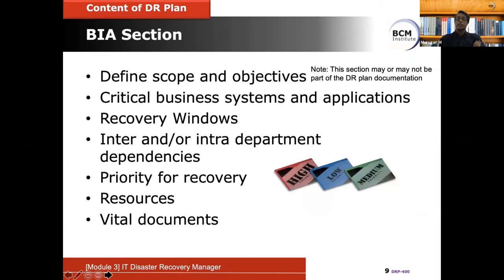Okay. Now, this is basically just for your understanding, the BIA section. You will basically talk about scope and objective again. You will talk about your critical business systems and applications. These are all the systems and applications that somebody has helped you identify, or that you are identifying yourself. All the critical ones that are supposed to be recovered, there will be a table that you will put in your plan.